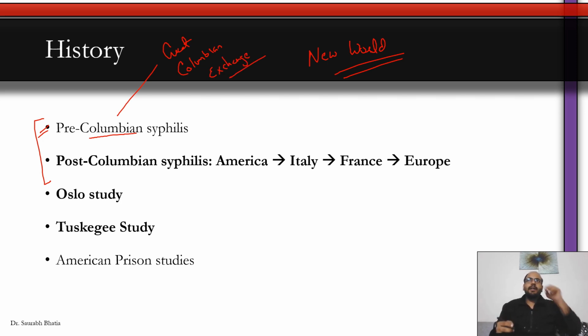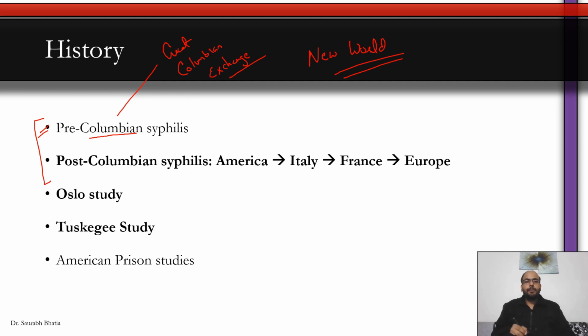What do we mean by the Great Columbian Exchange? When Christopher Columbus reached North America, after him reaching the Americas, there was a significant exchange of goods, commodities, and slaves between the European continent and the American continent, and that was essentially known as the Columbian Exchange. Another very important aspect of the Columbian Exchange was the exchange of microorganisms and diseases. That is why syphilis becomes one of the major aspects of that microbial Columbian exchange.